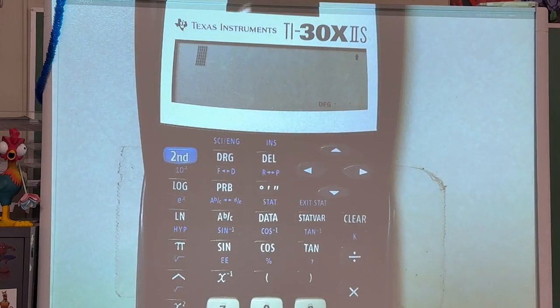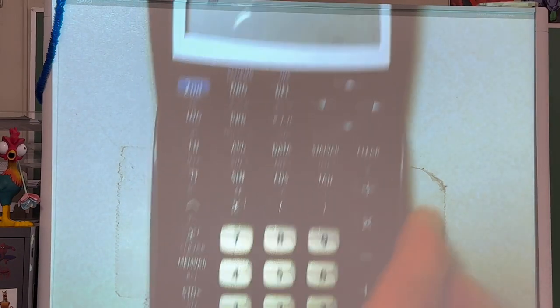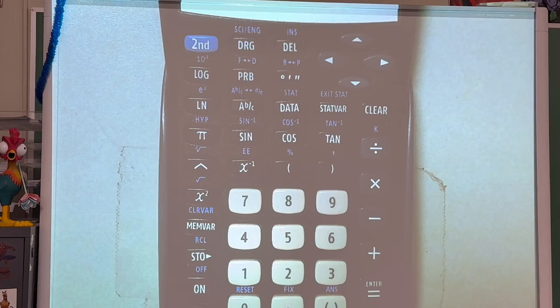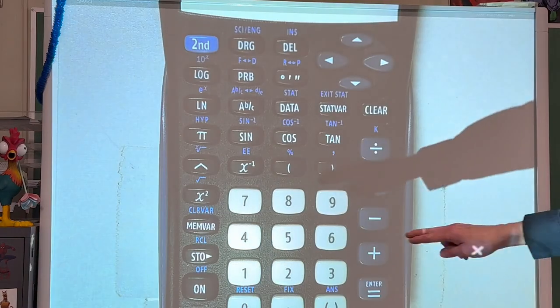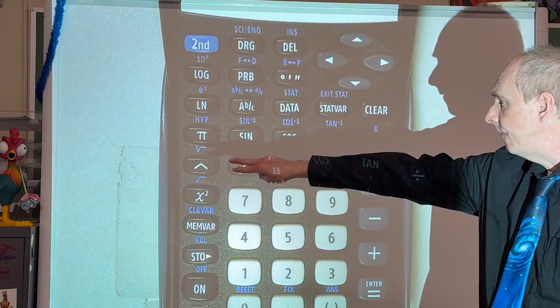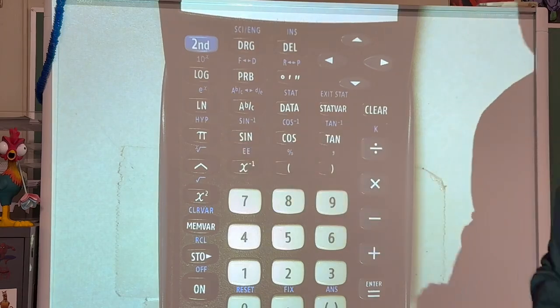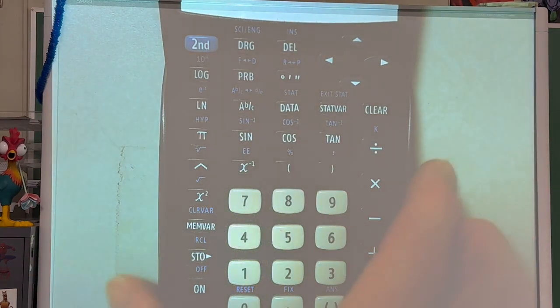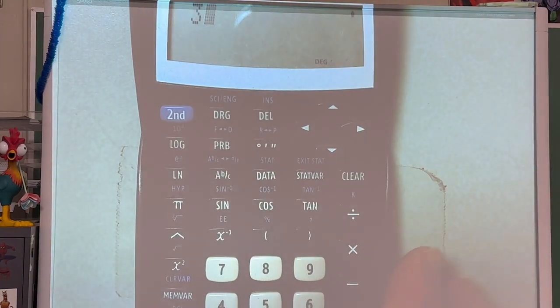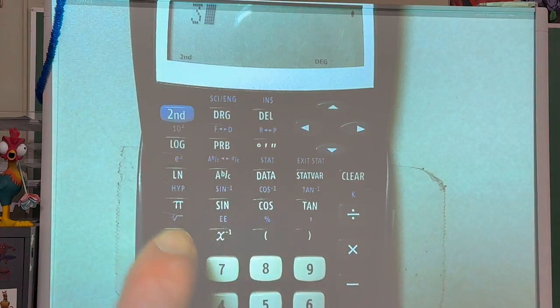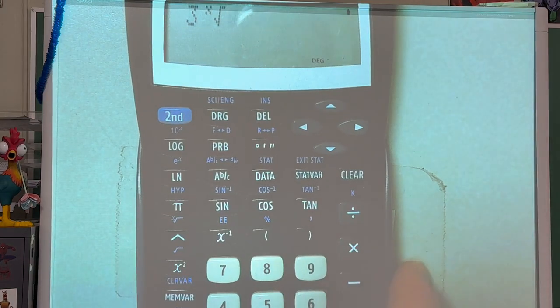All right, cube root. To get a cube root, we need to start with a 3. And then we go to not the square root, but the funny little root that has the x. It's on your exponent key. So 3, funny little root with the x. That gives me a cube root.